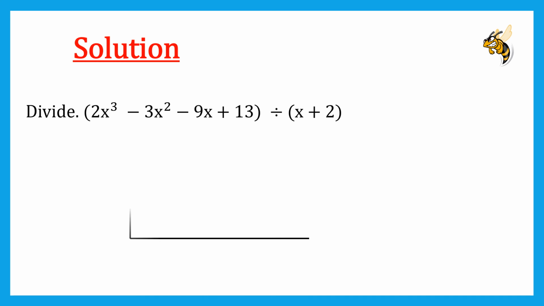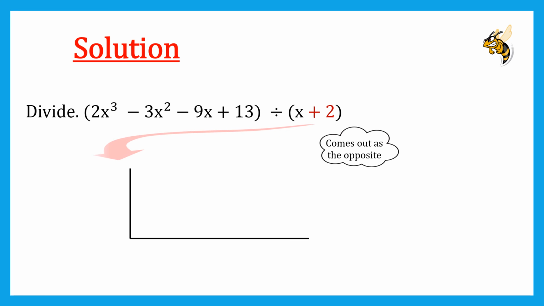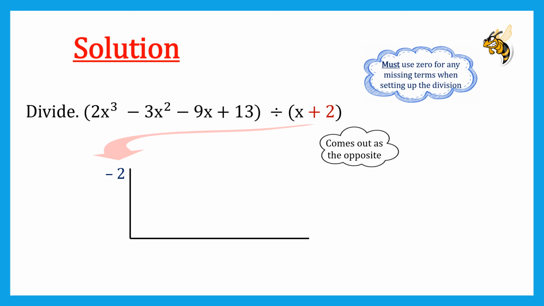We're going to set up our division. It looks like an L. And that positive 2 will come out as the opposite, so it's going to be negative 2 on the outside. We need to check to make sure there's no missing term. We have an x cubed, then x squared, then x, then a constant. Nothing is missing. And we're going to use the numbers only.